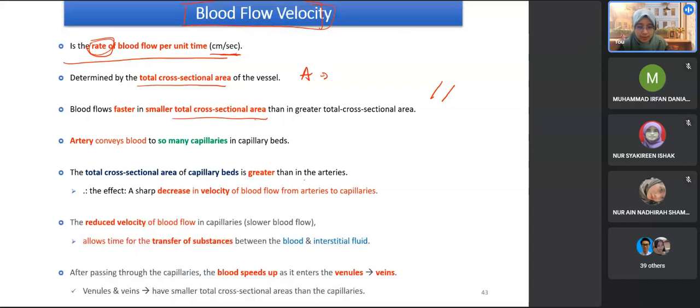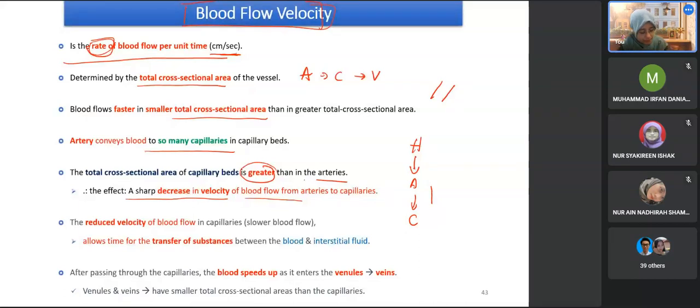Okay. So therefore, the effect is that there is a sharp decrease in the velocity of blood flow from artery to vein. So from the heart into the artery, into the blood capillaries. Okay, the blood will flow with high velocity in the artery. But as the blood flows into the many blood capillaries in the capillary bed, the velocity of the blood will drop as the blood enters into the capillaries in the capillary beds.